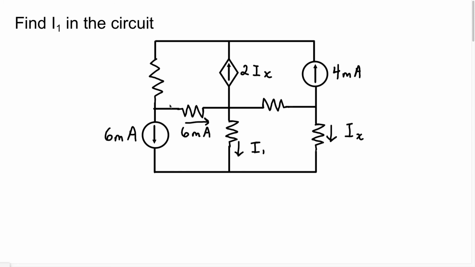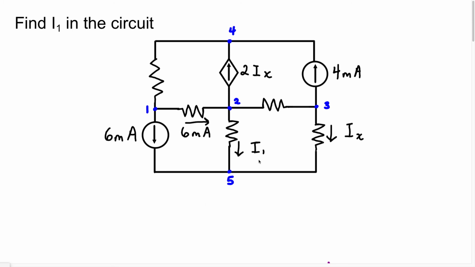Now the first thing we have to do when we know we're going to use KCL is to identify the essential nodes. So let's begin to identify the essential nodes. Pause the video and see if you can identify them. This is node 1, node 2, node 3, node 4, node 5. So we have 5 essential nodes in this problem.